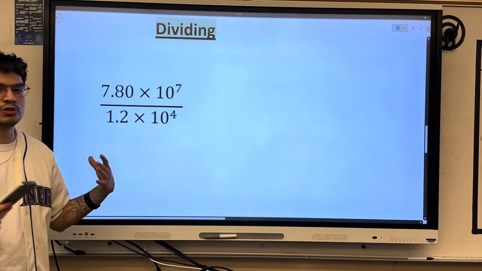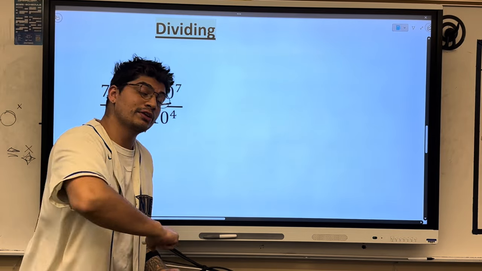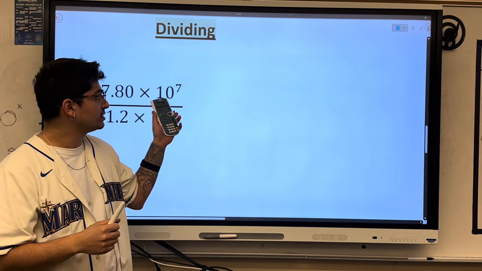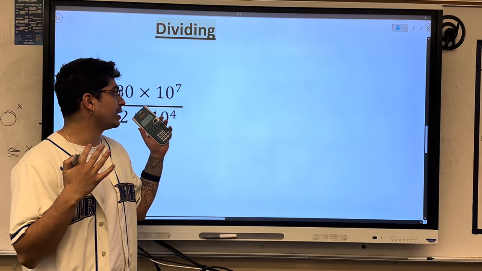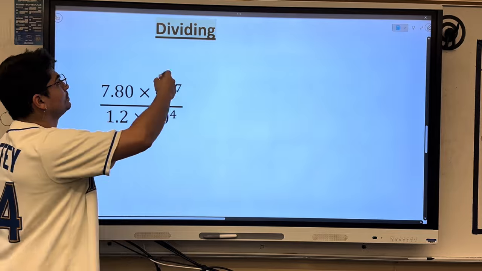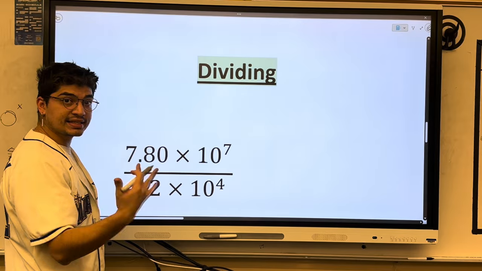Dividing and multiplying, the reason why I'm showing them together is because they follow similar rules, right? You want your regular numbers interacting with your regulars, and your exponents interacting with your exponents. So showing off division again real quick, just the exponent rule that lets this happen.